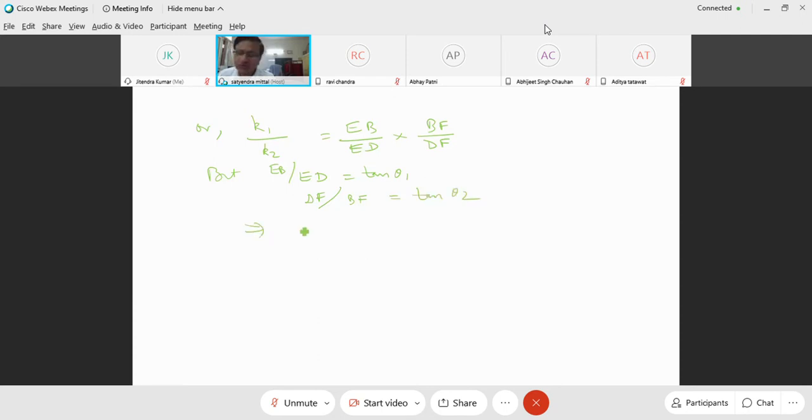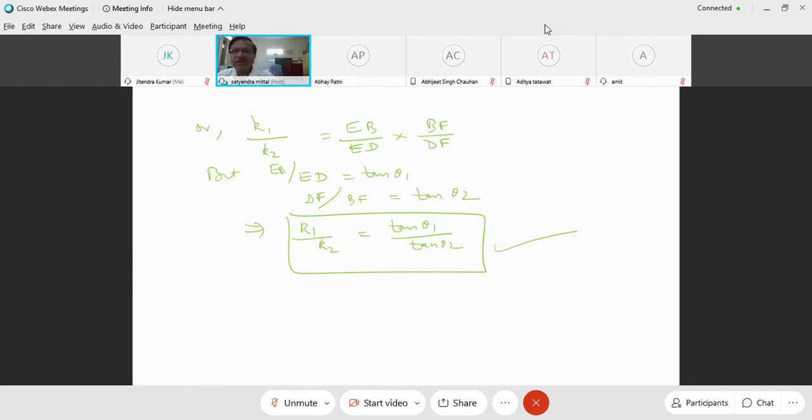So we can say that K1 upon K2 is equal to tangent theta 1 upon tangent theta 2. So this is the equation which we finally get when there is an interface which separates two dissimilar soils, when the water or the flow lines enter into a different permeability zone. So friends, now I will write a few lines.